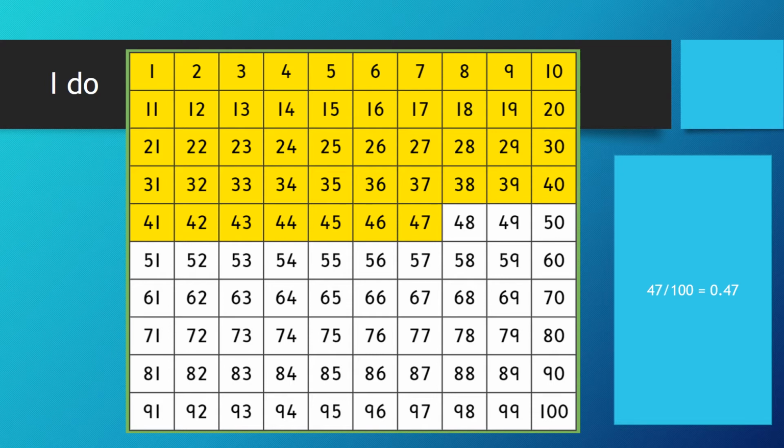Okay, nice and easy so far. So if 75 were coloured in, it'd be 0.75. Or if 99 was coloured in, it'd be 0.99. Or if 3 were coloured in, it would be 0.03.